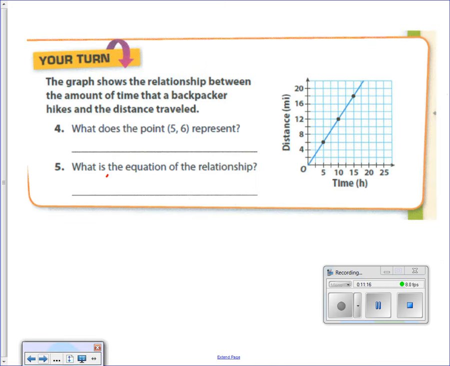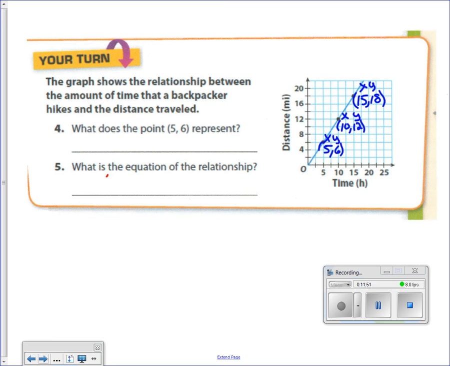The graph shows the relationship between the amount of time that a backpacker hikes and distance traveled. It wants to know, what does the point (5, 6) represent? What is the equation of the relationship? So once again, we're going to label the points. 5, 6. We have 10, 12. And 15, 18. X, y, x, y, x, y.